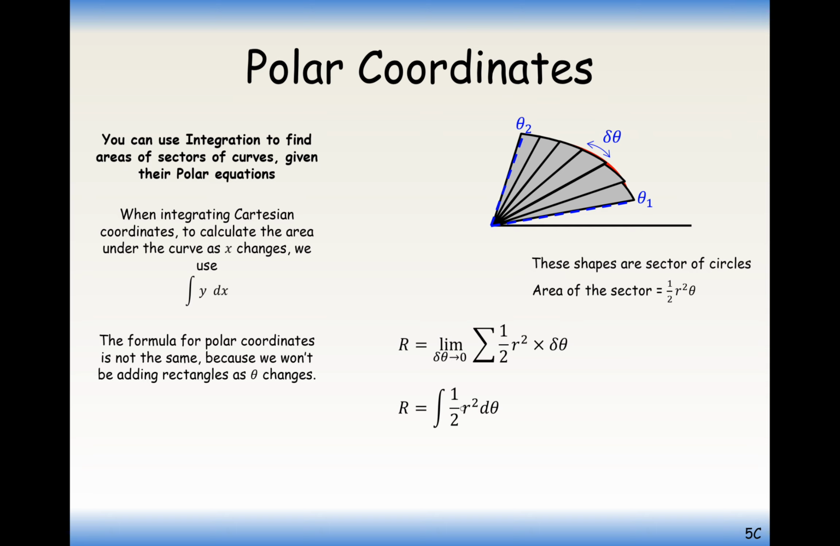So instead of it just being y dx, it's a little bit more complicated this time. It's half r squared d theta. And generally we move that half to the front. So the region bounded by the two angles and the portion of the polar coordinate curve is a half integral of r squared d theta.